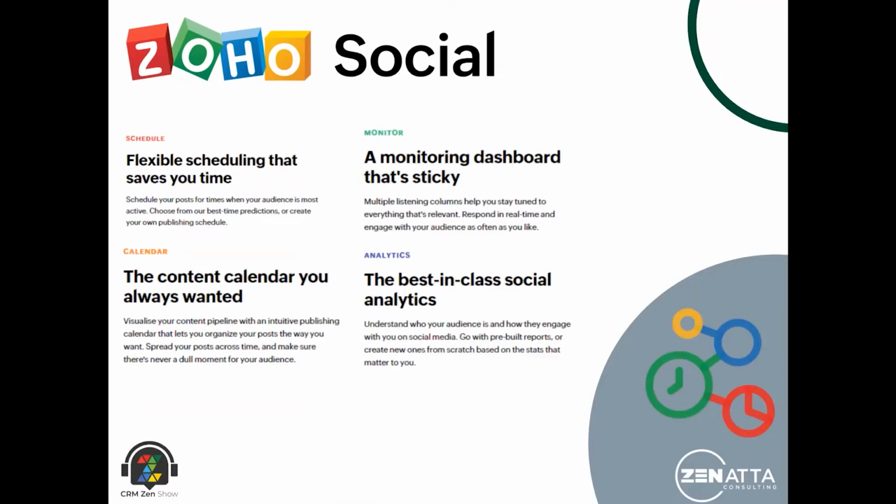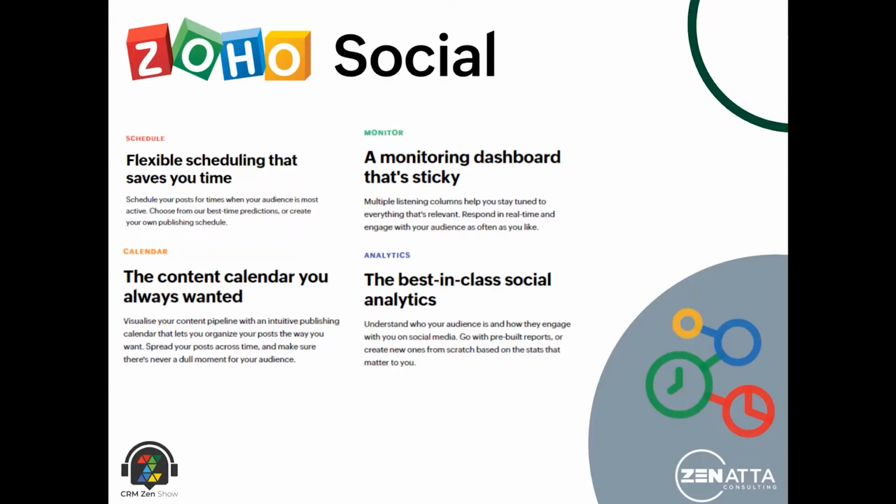Zoho Social is basically Zoho's social media management application. So if you are familiar with applications like Hootsuite, think of Zoho Social. This allows you to put your Instagram, your Facebook, your LinkedIn, all of those, everywhere you would post, Twitter, all of your Twitter accounts.